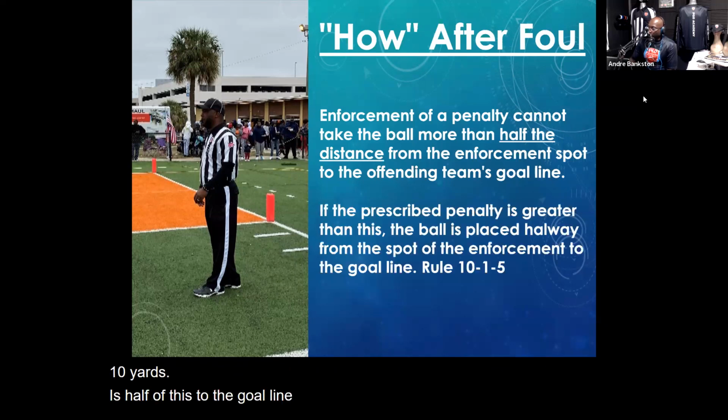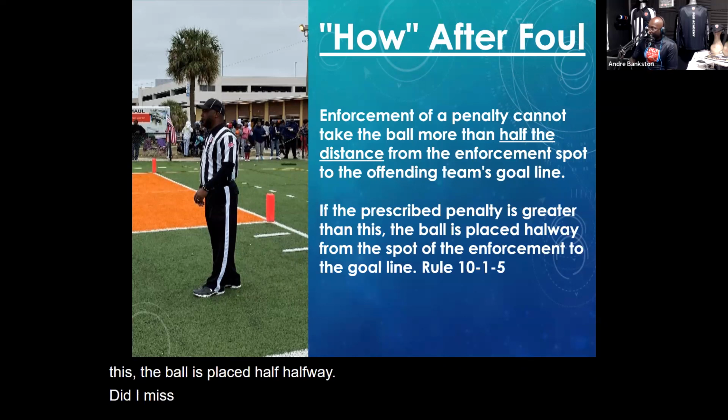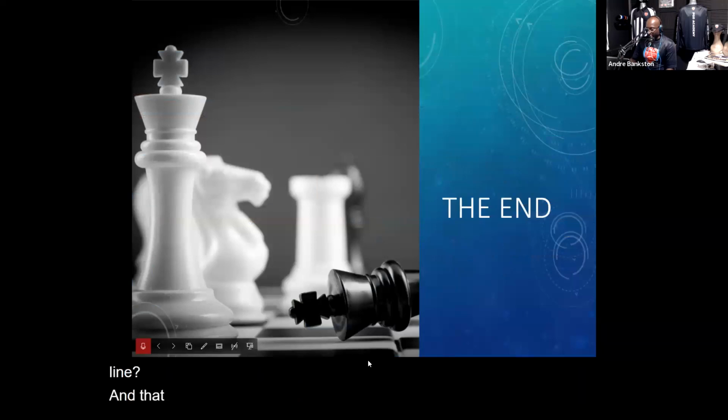If the prescribed penalty is greater than this, the ball is placed halfway from the spot of enforcement to the goal line. And that is the end.